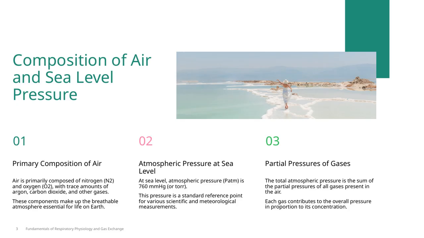Now, when we talk about the composition of air at sea level, it's important to understand the concept of partial pressures. The total atmospheric pressure isn't just a single value. It's actually the sum of the partial pressures of all the individual gases present. Each gas contributes to the overall pressure based on how much of it is in the mixture.